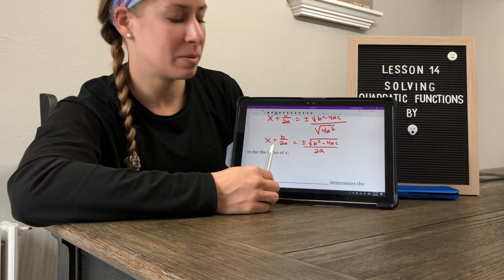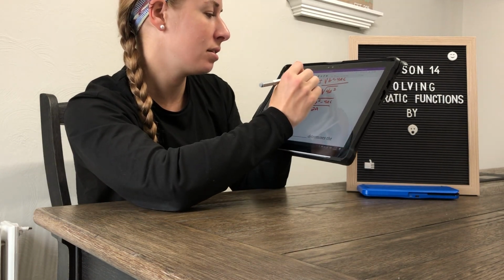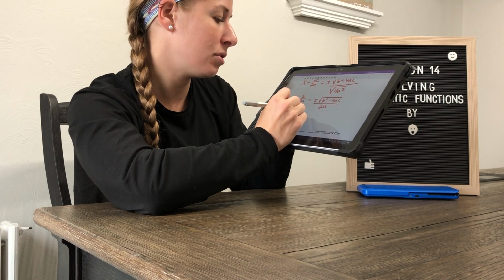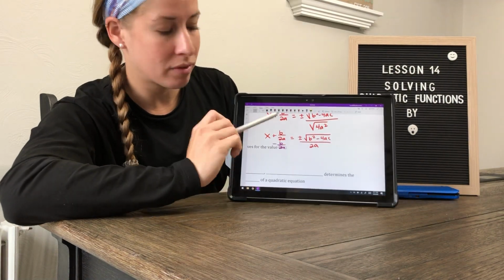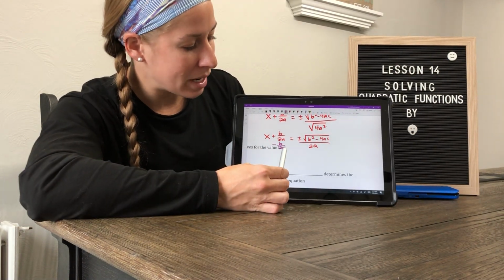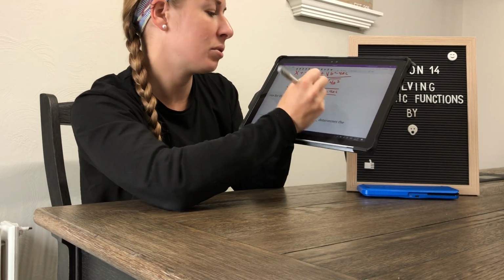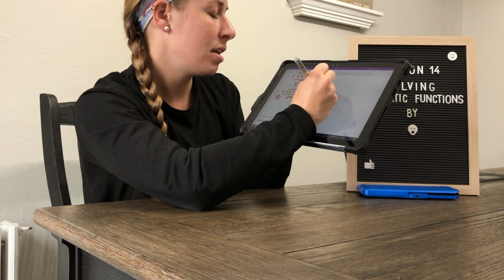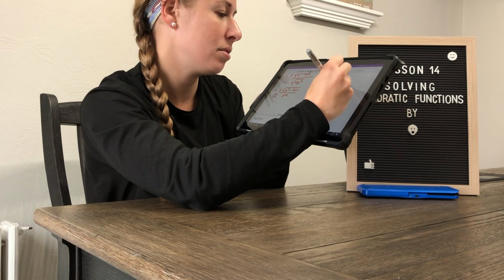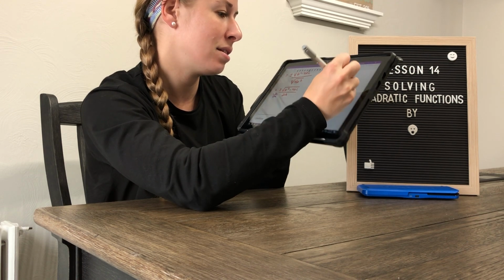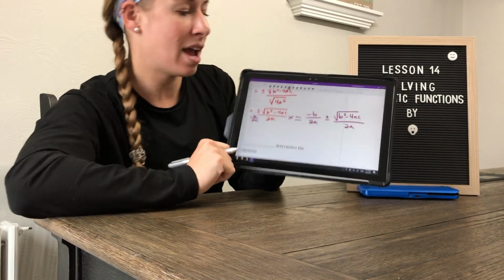Now all we need to do is get x by itself by subtracting this b over 2a from both sides. So if you remember from all of our other examples, that number would basically just go in front of the radical. So we're subtracting b over 2a from both sides. So I'm going to come over here to the side. Negative b over 2a plus or minus square root b squared minus 4ac over 2a. That was x equals that.